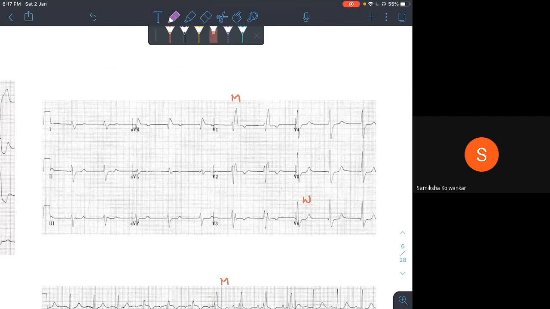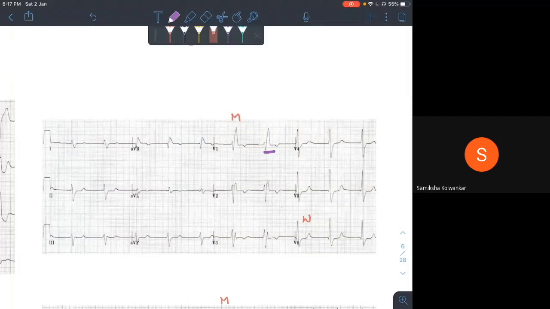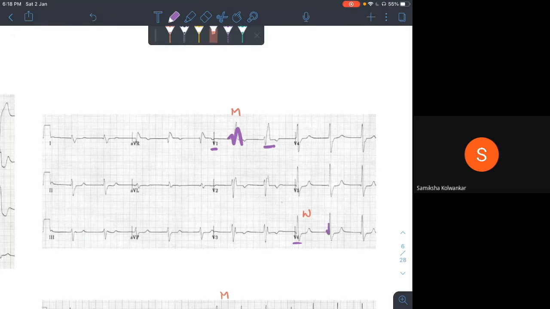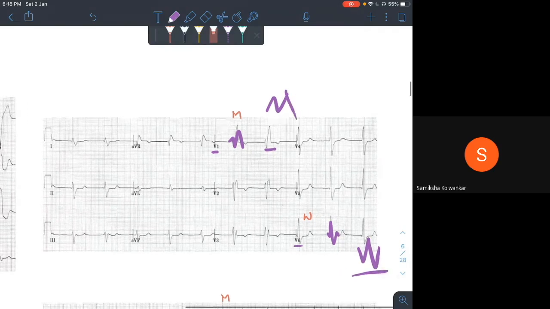Again, first rule of bundle branch blocks, the QRS complex needs to be greater than 3 small blocks, which is 0.12 seconds. And the second rule is identifying what pattern there is in V1 and V6. Looking at V1, it seems to be an M pattern, and looking at V6, it looks like a W pattern. Let's just draw that again. It goes up, down, up, and W in V6 is going down, up, down. So this looks like a W and an M.